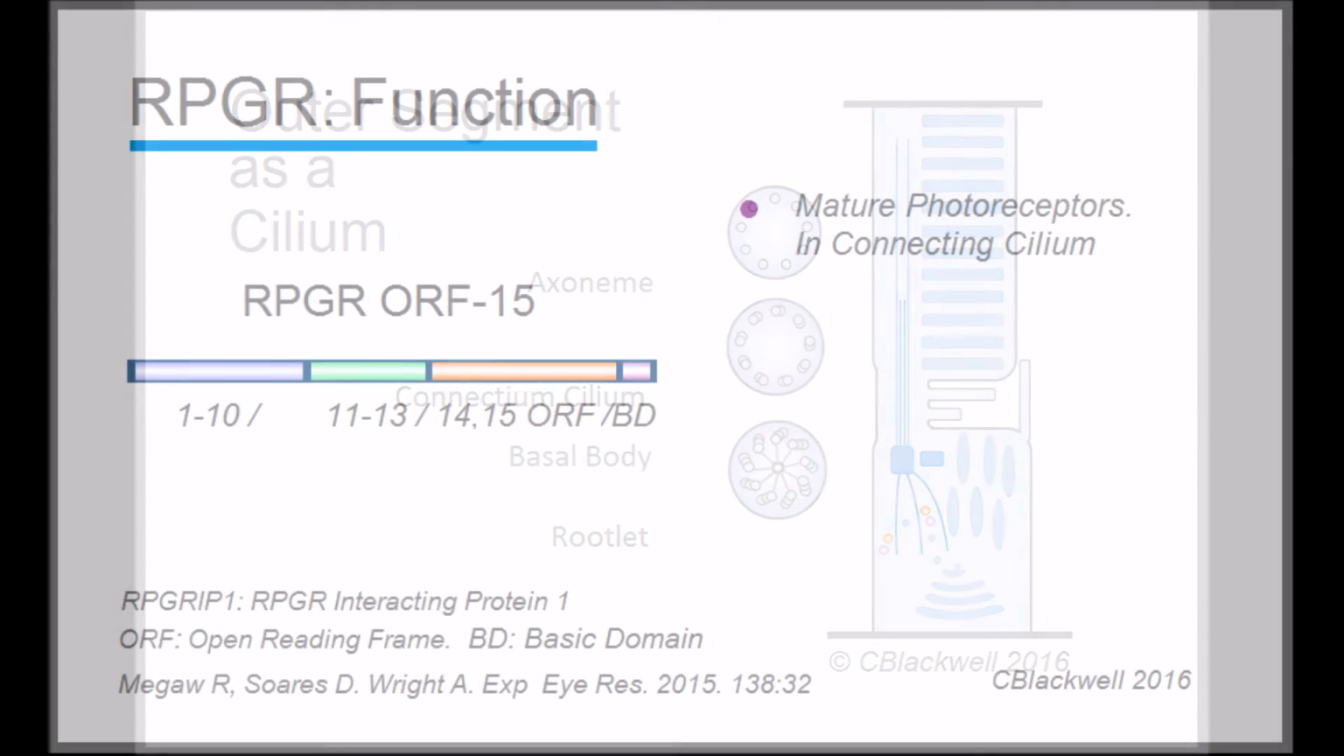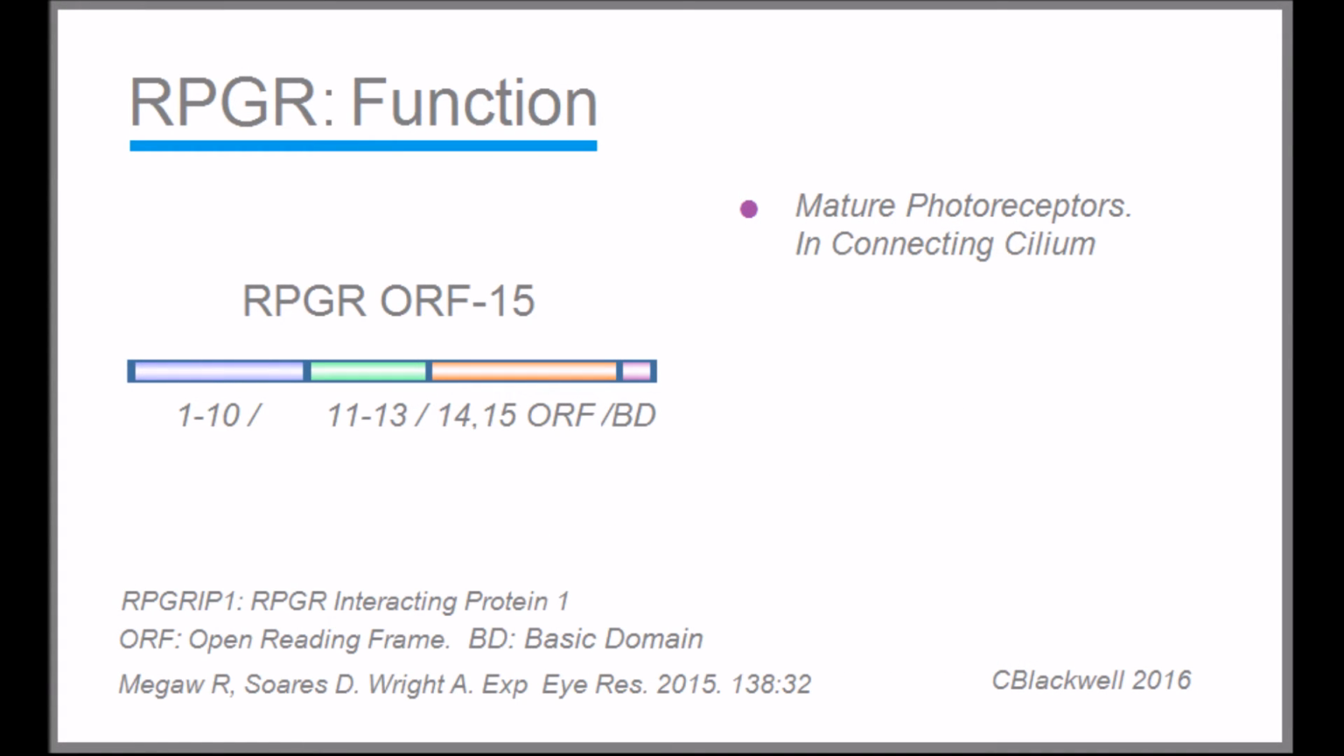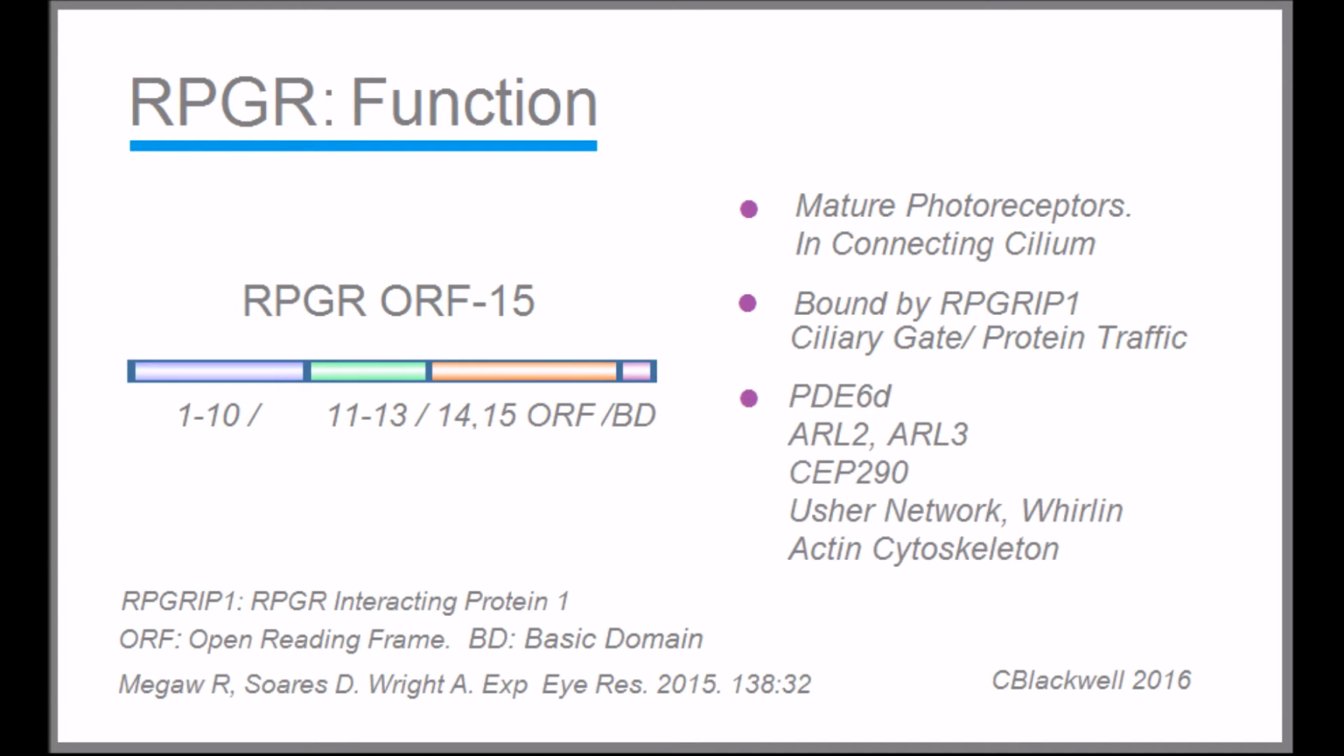What does it do there? It appears to be carrying on relationships with multiple other proteins, its interactome. First off, it appears to be held in place by RP-GRIP1, RPGR interacting protein. RP-GRIP serves as a scaffold attaching the RPGR protein to the plasma membrane, holding it in the cilia region. That puts it in a position to affect protein trafficking from the inner segment to the outer segment.